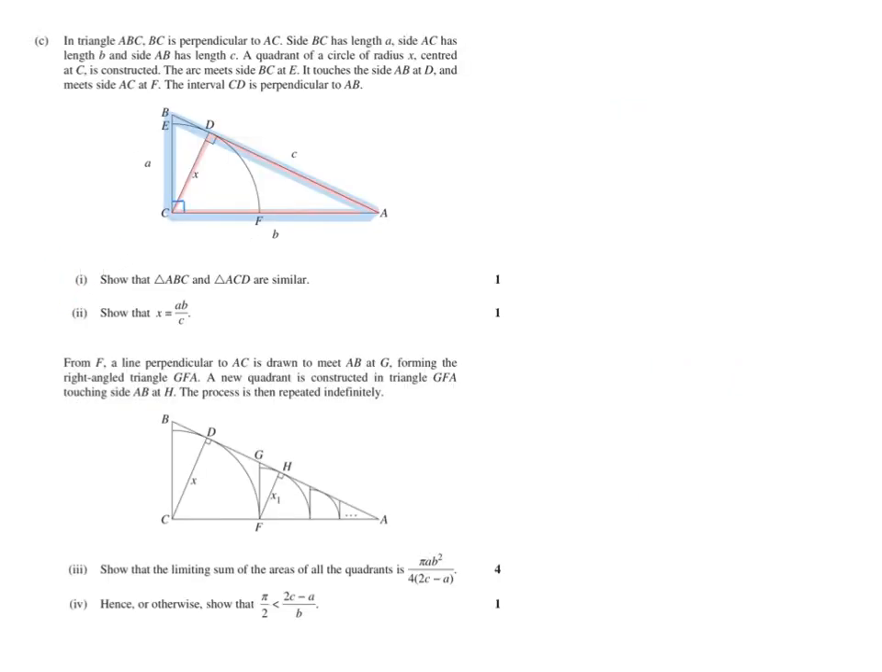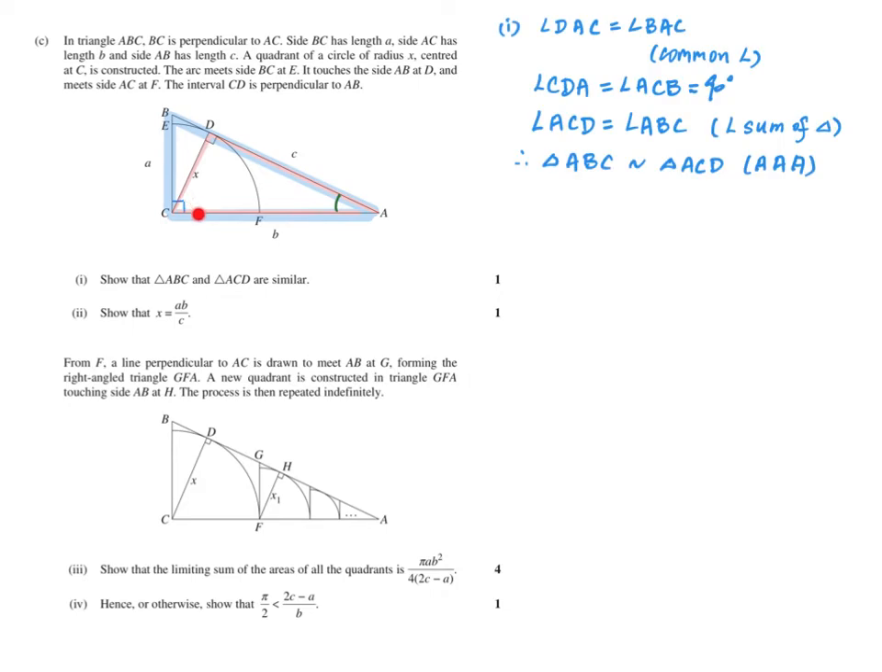Question C1 asks you to show that the blue triangle and the pink triangle, they are similar. Of course they are similar because angle A is the common angle of these 2 triangles, and then for each triangle there is a right angle. So angle ACD should be equal to angle ABC, because angle sum of triangles is 180, you have 2 angles equal. The third one must also be equal. Therefore, these 2 triangles, they are similar due to AAA.